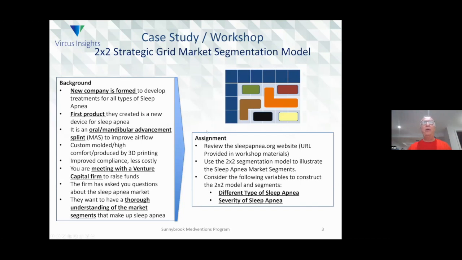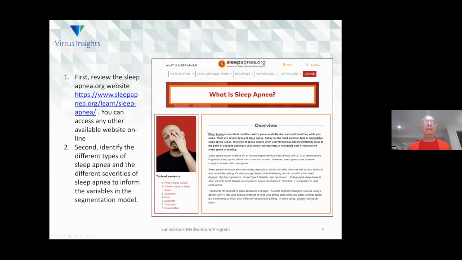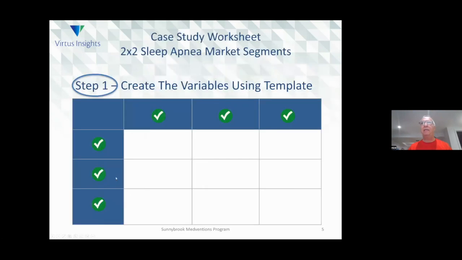So remember, you're launching a new mandibular splint. Go into this website, spend 10 minutes going through it. And then I want you to identify the different types of sleep apnea and the different severities of sleep apnea. Okay? So you're going to put on one axis the different types, on the other axis the different severities. That's all you need to do. All right? It's a simple exercise.